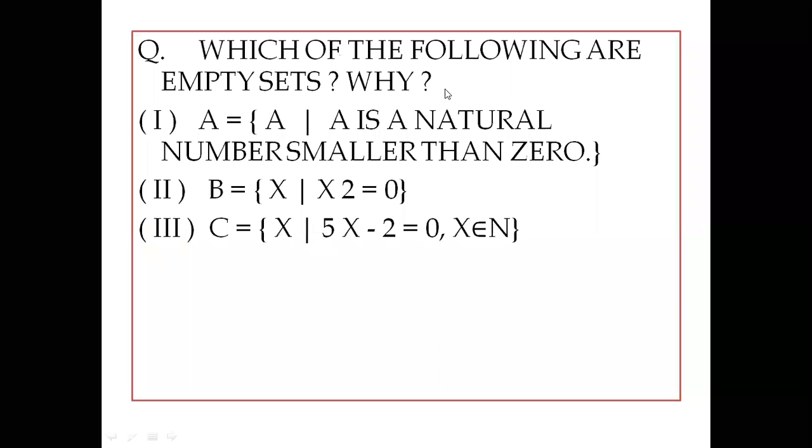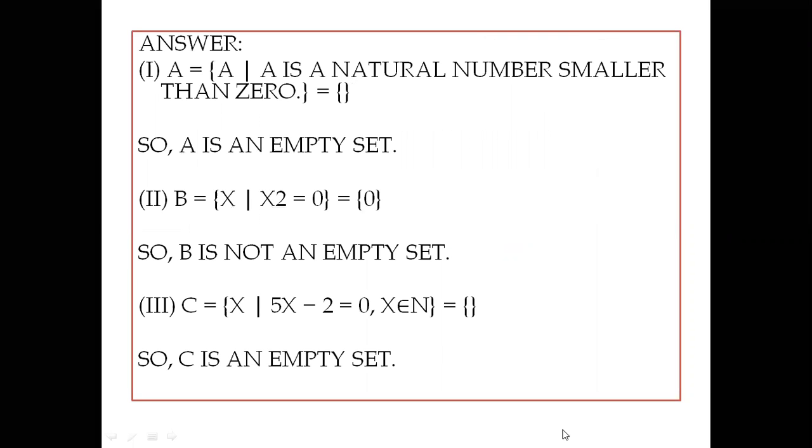Which of the following sets are empty set? You need to find out that they are empty or not. A is a natural number smaller than 0. B, {x : x into 2 is equal to 0}. Then C, {x : 5x minus 2 is equal to 0, x belongs to N}. Let me quickly give you the solution. A is a natural number smaller than 0.